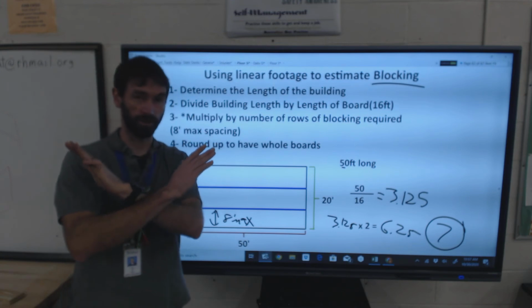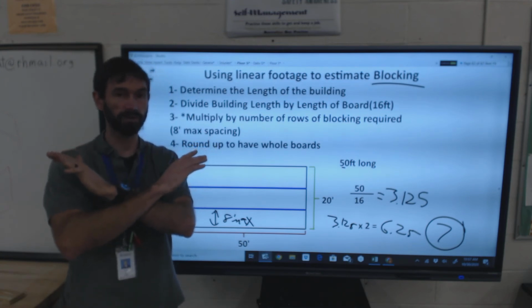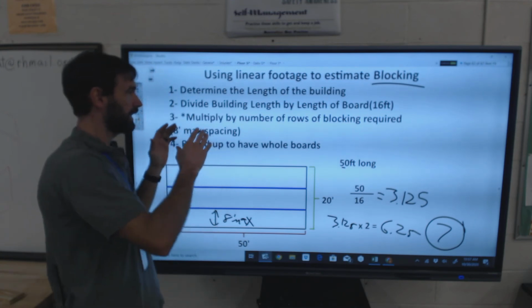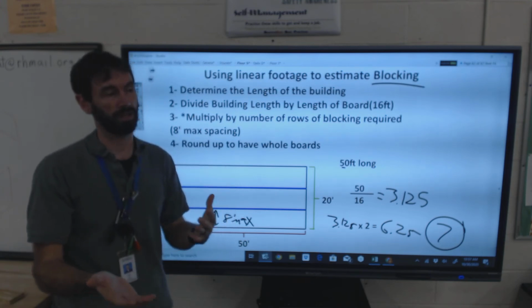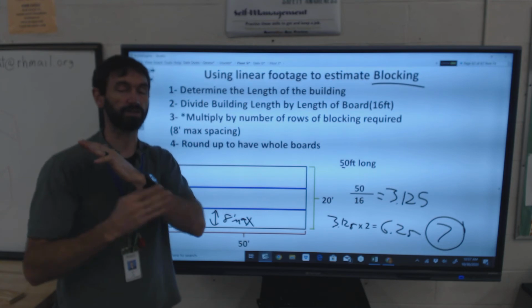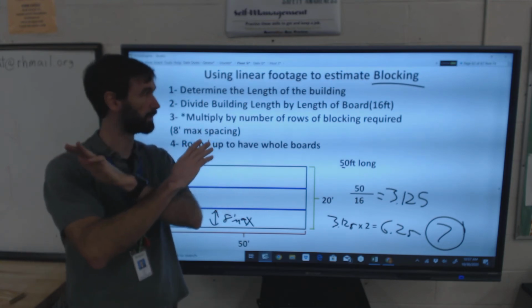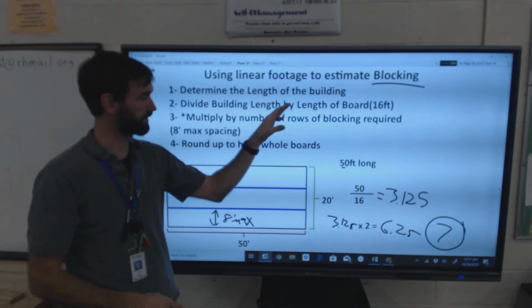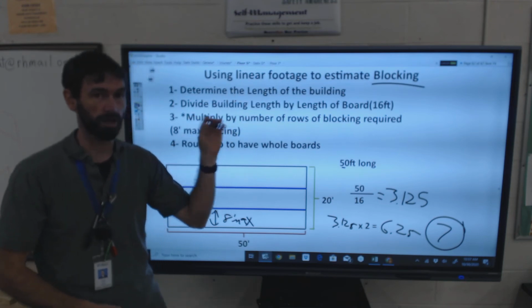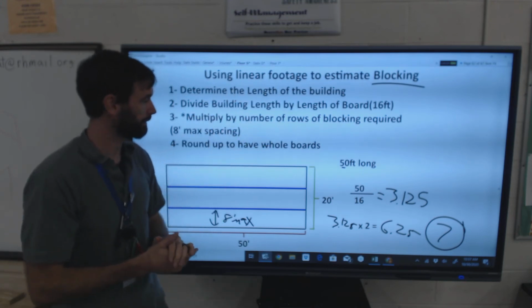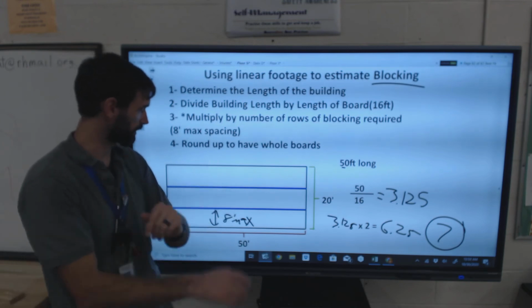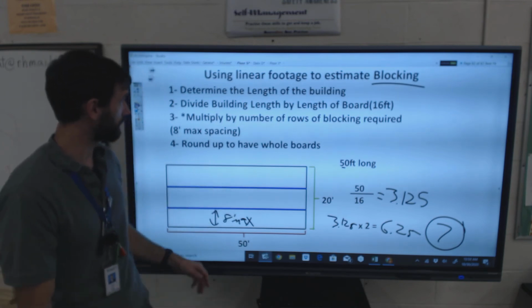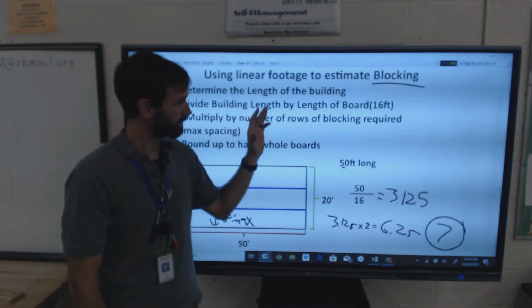Now, cross bridging, when you have boards running diagonals. It's similar to this, but you're going to have to add a lot extra, and again, multiply by 2 because it's not just one board going across, but 2. So again, this is specifically for solid blocking, but you can tailor this to figure out cross bridging if that's what you need there. Okay, have that.